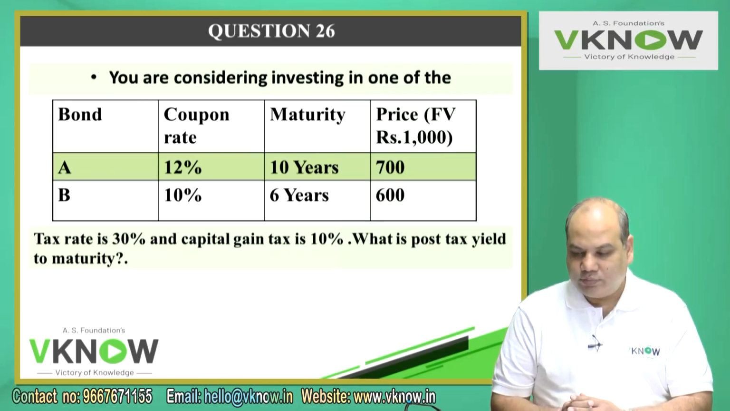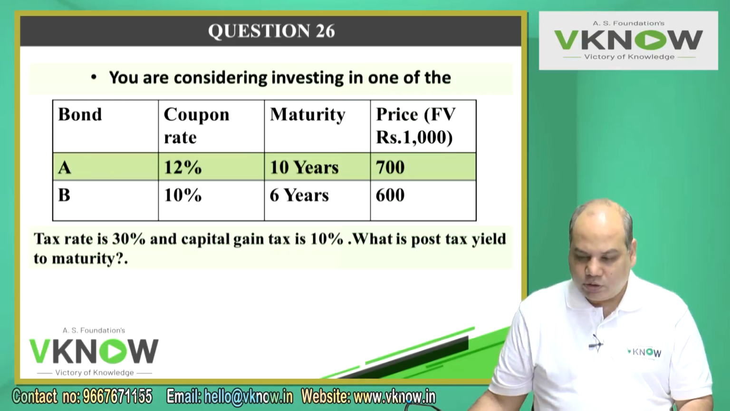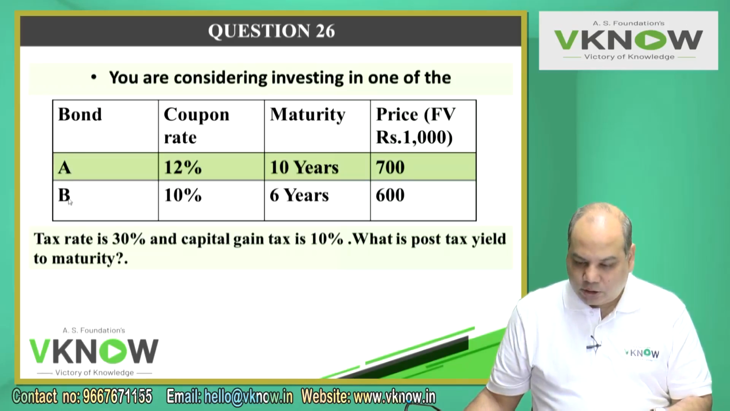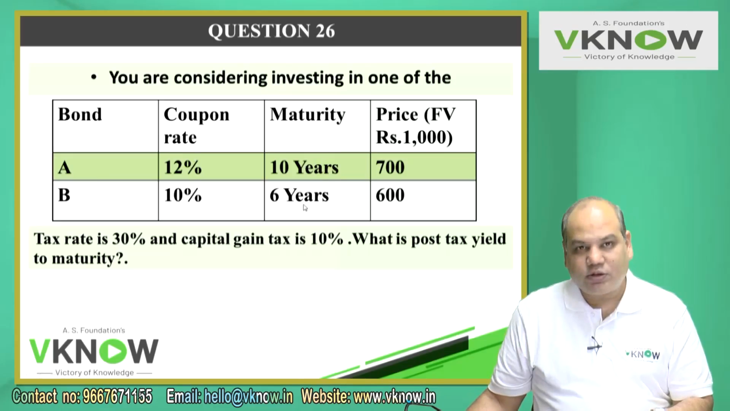You are considering investing in one of the bonds, and which are these bonds? These are bond A and bond B. Coupon rate 12%, 10%. Maturity is 10 years, 6 years. And price is 700 and 600. Face value is 1000 rupees.